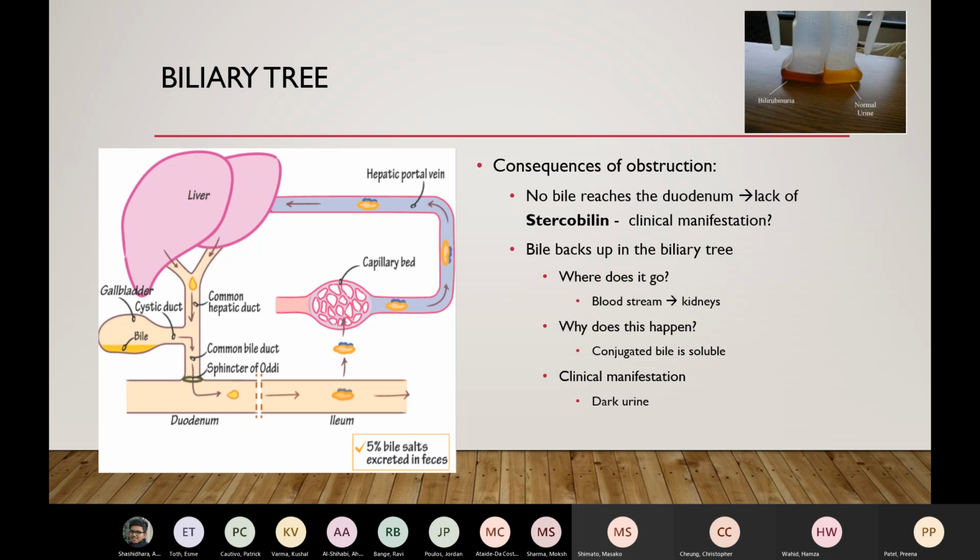It's conjugated, so it's soluble. But in the kidneys, what's the clinical manifestation of having conjugated bilirubin coming out in your urine? Dark urine, exactly. So that's why in obstructive jaundice, you get dark urine and pale stools. And hopefully that's clarified the physiology behind it.